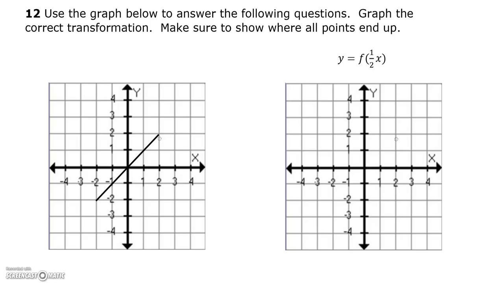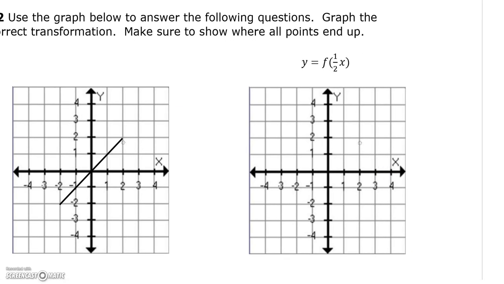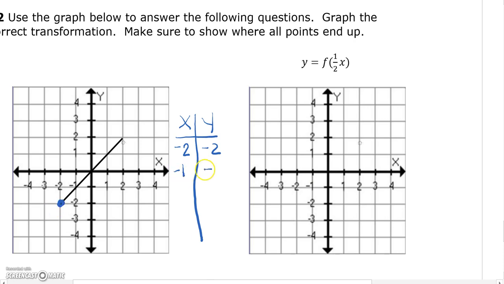Okay, this one says use the graph below to answer the following questions. Graph the correct transformation. Make sure to show where all points end up. So on the board I had given you the parent function table, which was -2, -2, because that's right here. -1, -1 is right here. 0, 0. 1, 1, and 2, 2. So you have 5 points. And then our transformation is -1/2 x.